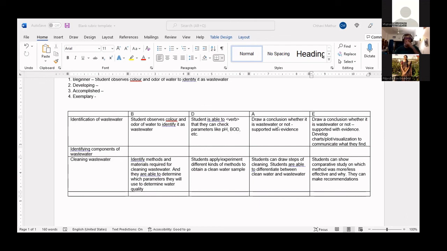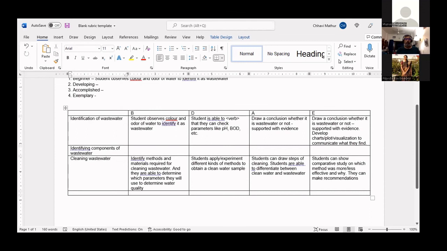Interestingly, we never finished the part on identifying the components here. As you can see, that remained empty, and we worked on the other two that got linked to it. So I will talk about those. First, before identifying components, we started thinking about identifying wastewater itself, in which at the beginner level, students use parameters like color and odor of water to identify it as wastewater.